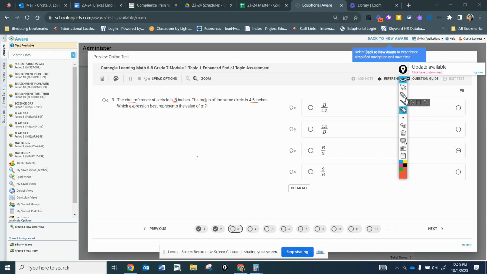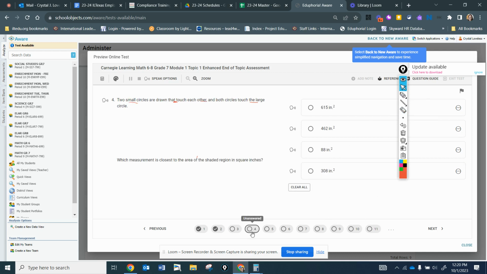Okay, now going on to number 4. Two small circles are drawn that touch each other, and both circles touch the larger circle. Which measurement is closest to the area of the shaded region in square inches? Well, if I was to pull that 7 plus 7, that would be going halfway across the big circle. So let's figure out the big circle first. 7 plus 7, notice this would go halfway, this would go halfway. So it would be halfway across, would be 14, right? So our radius for our biggest circle is 14.